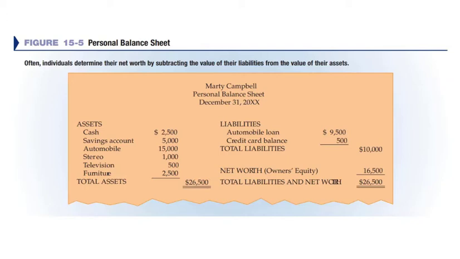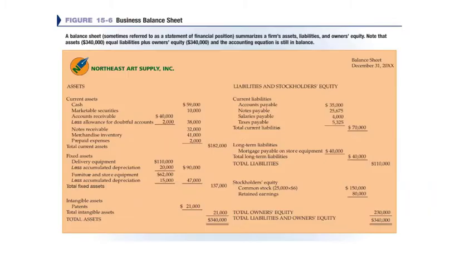A balance sheet, sometimes referred to as a statement of financial position, is a summary of the dollar amounts of a firm's assets, liabilities, and owner's equity accounts at the end of a specified accounting period. The balance sheet must demonstrate that assets are equal to liabilities plus owner's equity, and the accounting equation is still in balance. Most people think of a balance sheet as a statement that reports the financial condition of a business firm, but balance sheets apply to individuals too. Figure 15.5 shows Marty Campbell's current personal balance sheet. Figure 15.6 shows the balance sheet for Northeast Art Supply, Inc.